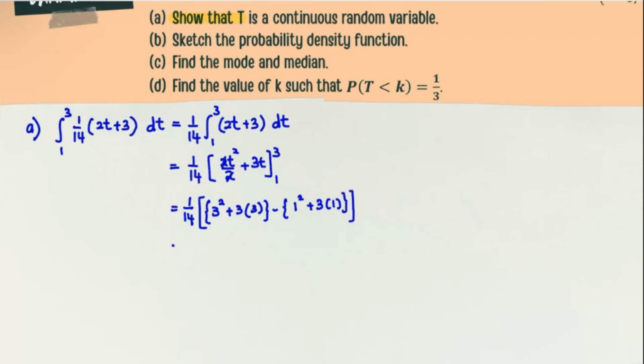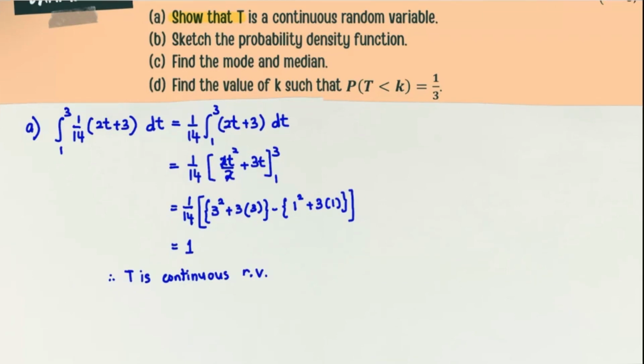Okay. Can anyone try to gantikan nilai dia, dapat berapa ni? 9 tambah 9, 18. 18 tolak 4, 14. So 14 divided by 14 will be 1. So kita dapat this integration sama dengan 1. So therefore T is continuous random variable. So letak kat sini, should.